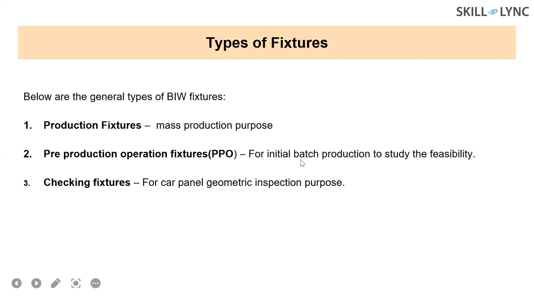So once you develop the prototype model, from that we can find out what issues we are facing. Based on the issues, we are going to update the final ones, which can be opted for the production fixtures. So it is the initial stage for the production process.